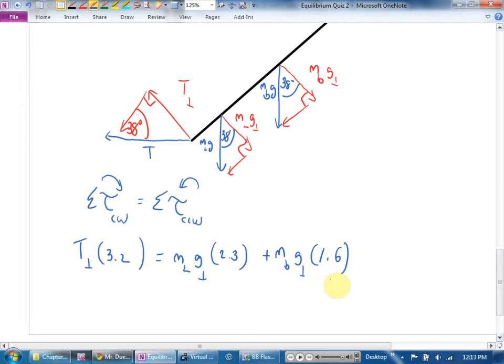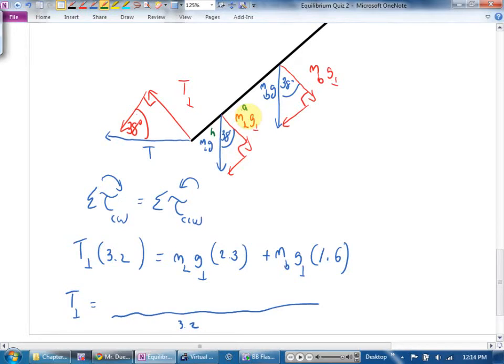I'll get tension perpendicular by itself. In other words, I'm going to divide this whole thing by 3.2. And I said, these two triangles here, they are identical. I'll figure out which trig function it is in the first one. It'll be the same in the second one. I said, let's see, this is adjacent, hypotenuse. Which trig function? Cos. It's cos in both.